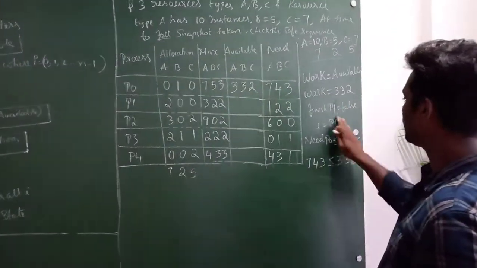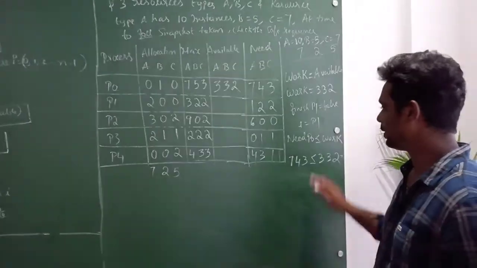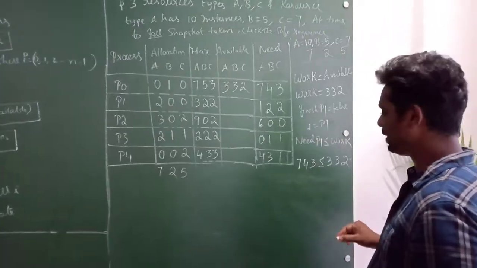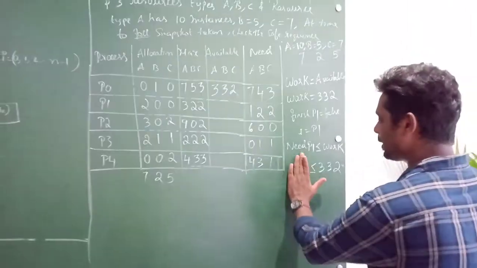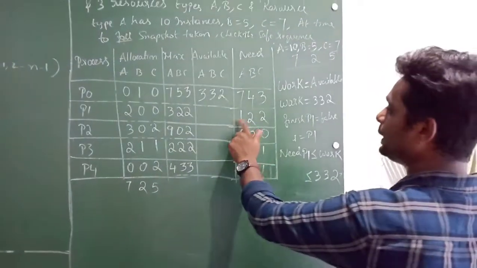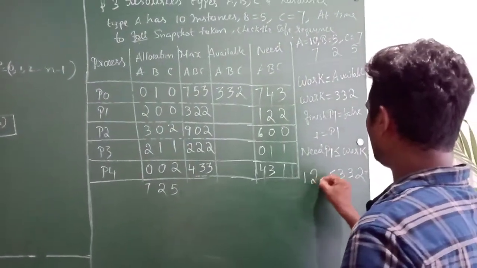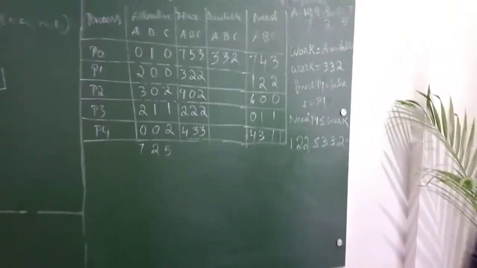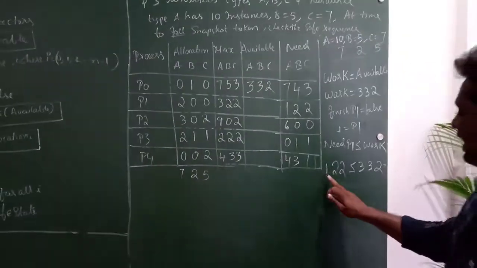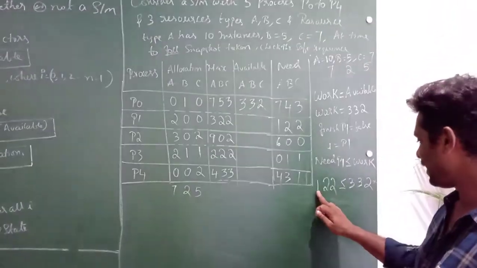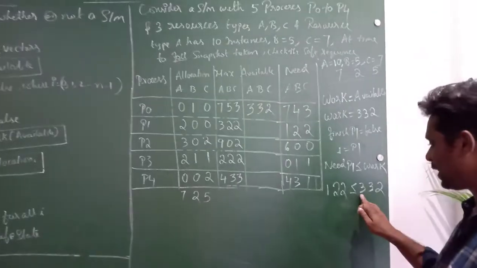P1. Okay. I is equal to what here? P1. So need of P1 is less than or equal to work. I'll check. Okay. So need of P1 is what? That is 1, 2, 2. Once is check. A, it needs how many instances here? 1 instance is less than or equal to 3?